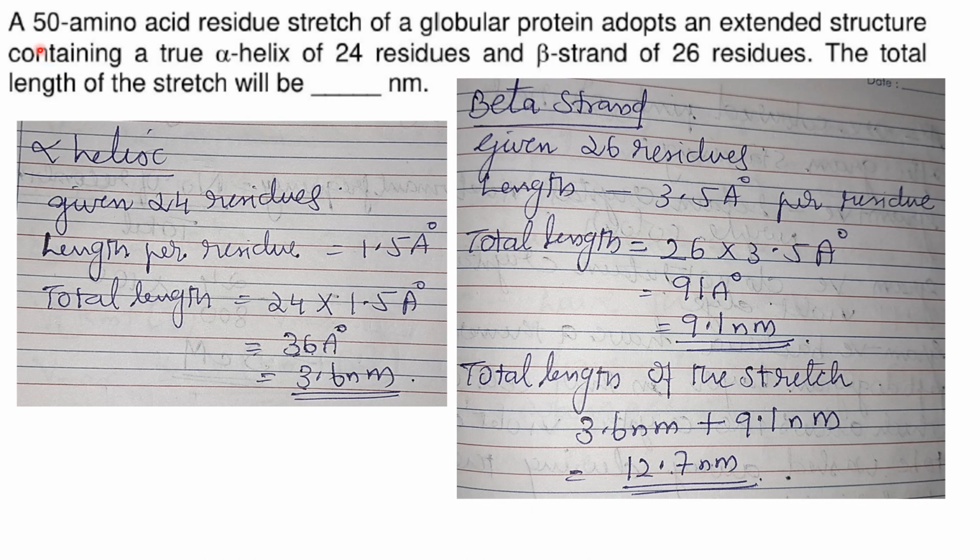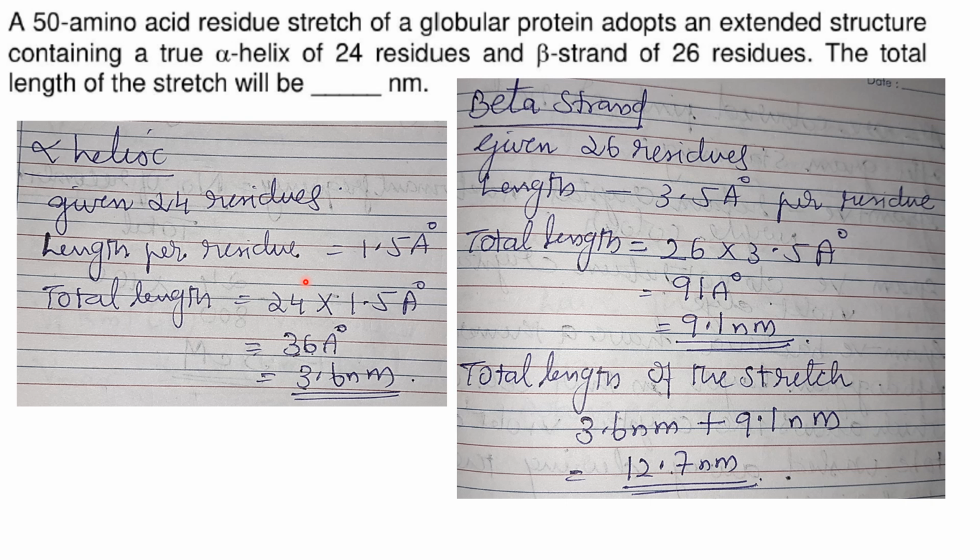Then next one. A 50 amino acid residue stretch of a globular protein adopts an extended structure containing a true alpha helix of 24 residues and beta strand of 26 residues. Okay, so 50 amino acid residue stretch of globular protein, it is having alpha helix and beta strand of 24 and 26 residues. The total length of the stretch will be. So for alpha helix, we will see what is the total length occupied by the alpha helix. 24 residues are given.